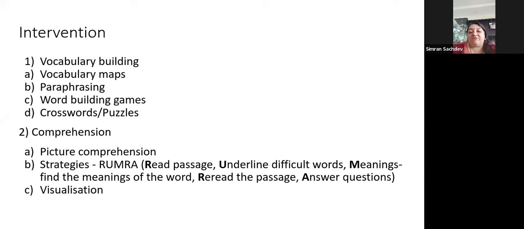For comprehension, we can use different strategies. What I've put up over here is the Roombra strategy that I use, that is reading the passage first, then the child underlines difficult words. And hopefully, since we've done the vocabulary, the difficult words would be a little fewer. But yeah, underlining the difficult words and finding the meanings of those words. After that, we can reread the passage for better understanding, and then we answer questions. So this is one thing that I do for comprehension, but you can make up your own strategies as you go along. So this is what we could do for comprehension.